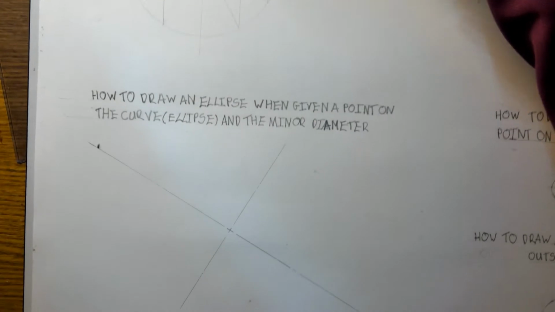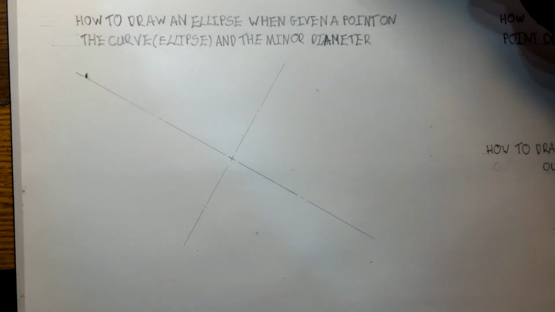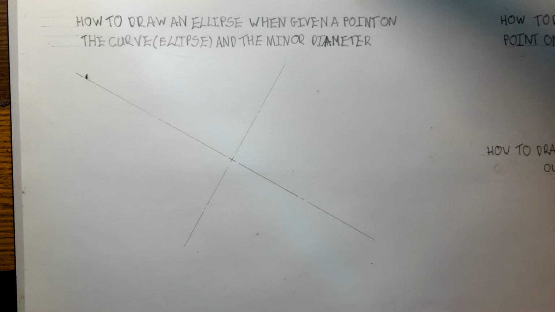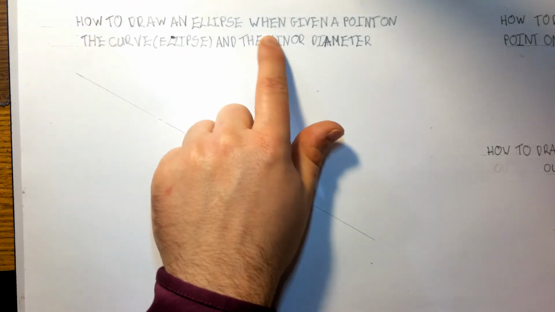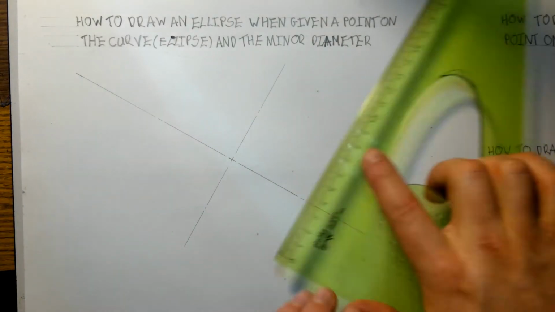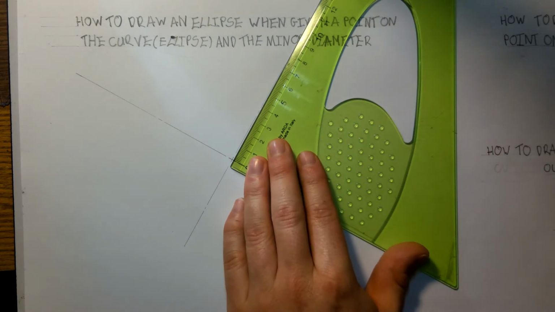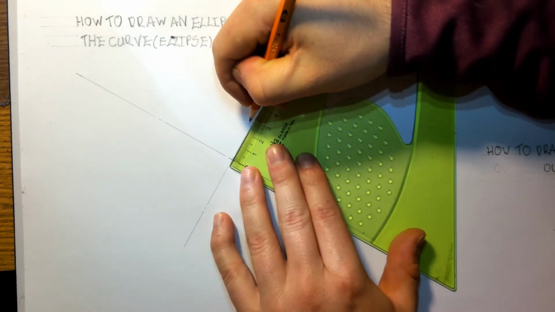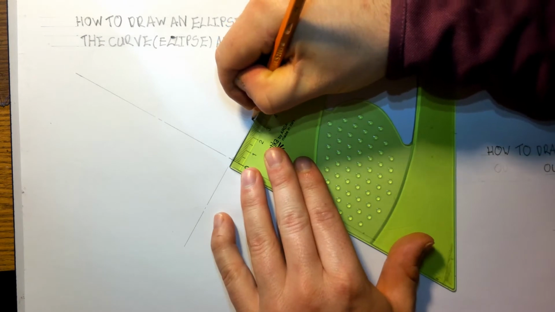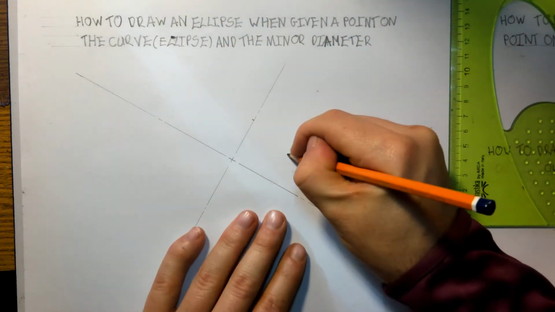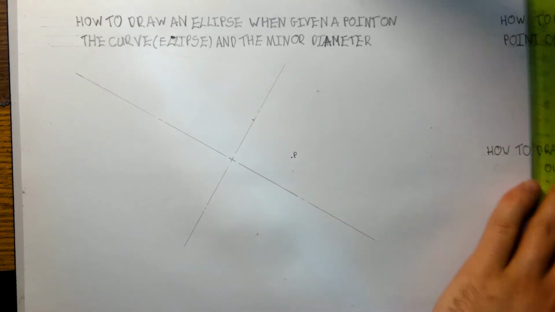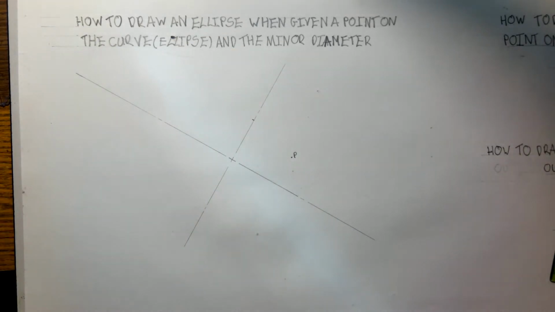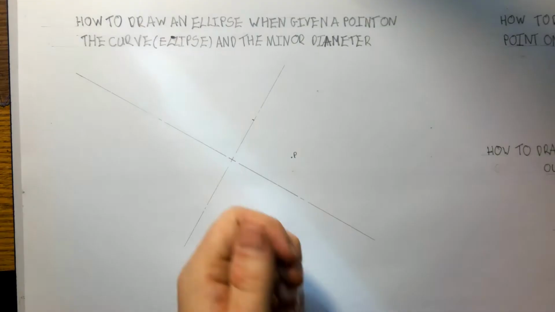Now, scenario 2. How to draw an ellipse when given a point on the curve and the minor diameter. So I'm going to say my minor diameter will be 60. I'm going to say this is a point on the ellipse here. Right, so a reminder, this is based on working backwards from the concentric circles method.